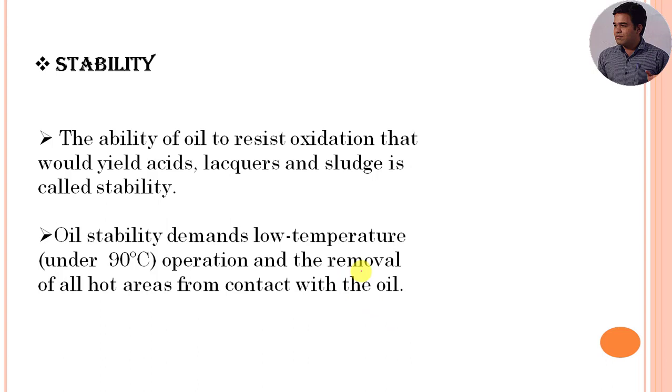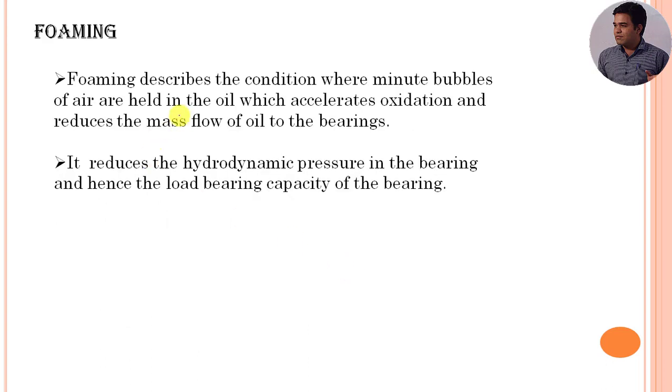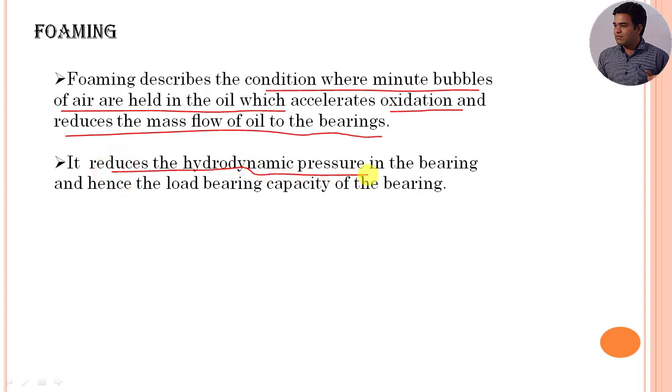Stability. The ability of oil to resist oxidation that would yield acids, lacquers and sludge is called stability. Oil stability demands low temperature operation and the removal of hot areas from contact with the oil. Foaming. Foaming describes the condition where minute bubbles of air are held in the oil, which accelerates oxidation and reduces the mass flow of oil to the bearings. Sometimes it reduces the stability too. It reduces the hydrodynamic pressure in the bearings, and hence the load bearing capacity of the bearing is also reduced. So this is what foaming is about.